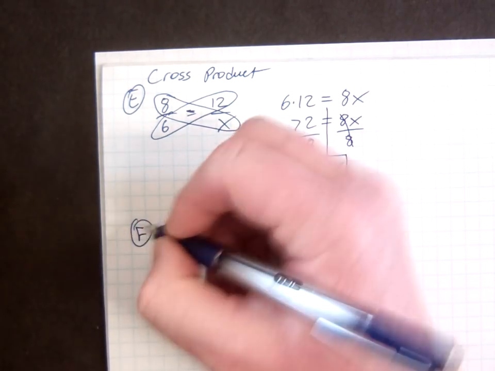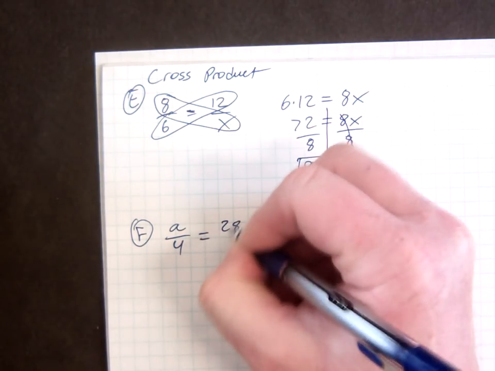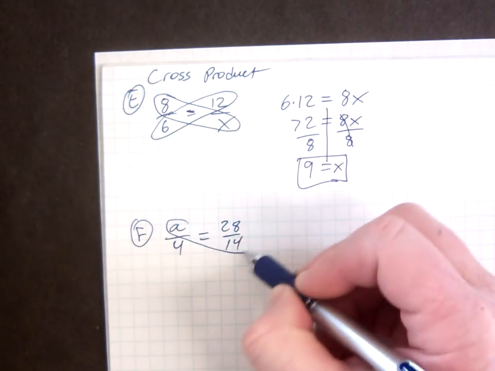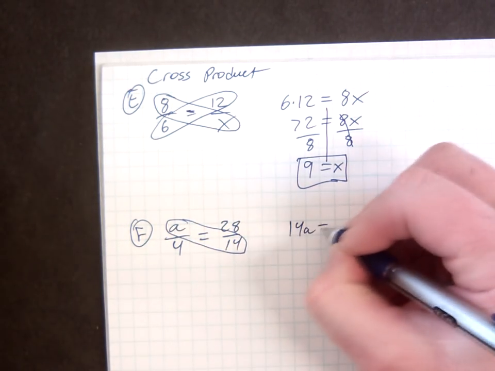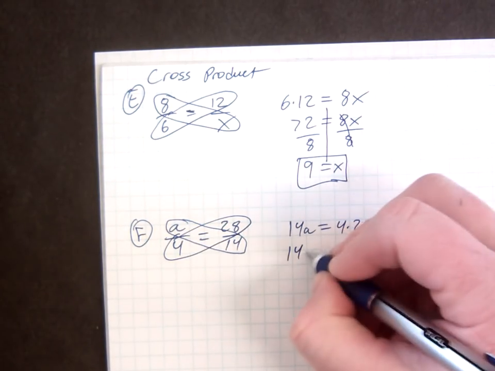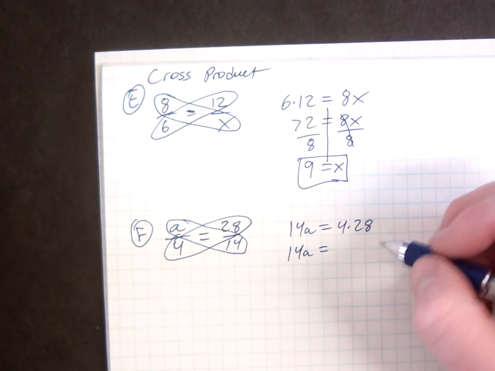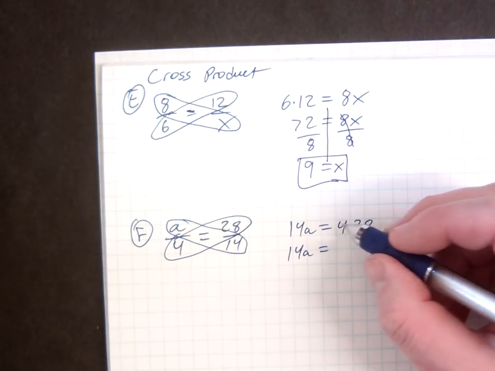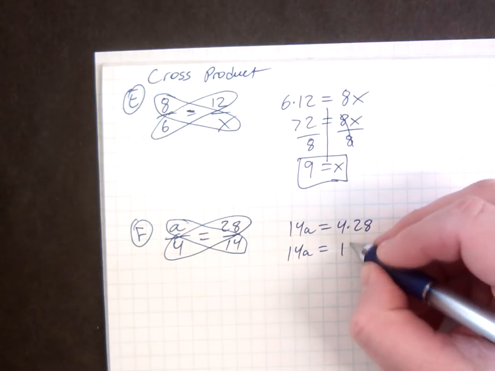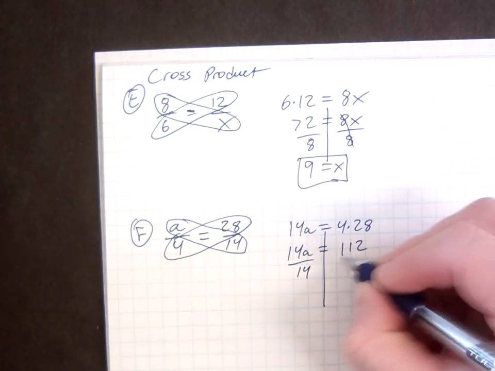And our last example, a is to 4 as 28 is to 14. Okay, again, go straight into the cross product. So this is 14a is equal to 4 times 28. So 14a is equal to, let's see, what is that? 4 times 20 is 80. 4 times 8 is 32, so that's 112. Divide both sides by 14.